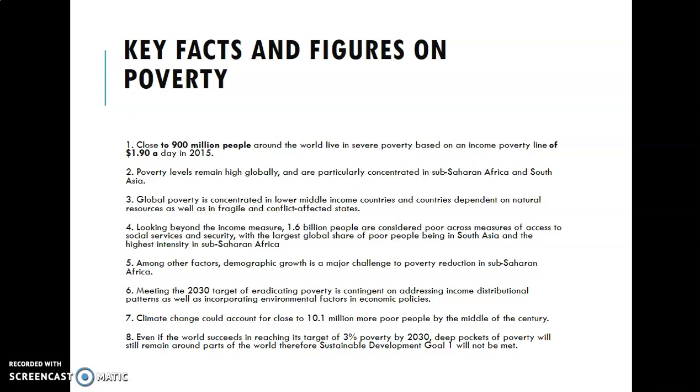So number 5 is, among other factors, demographic growth is a major challenge to poverty reduction in Sub-Saharan African countries. So demographic growth means the population is increasing, the literacy level is not improving, the schooling attainment is one of the main problems, the income level of the people is declining, and when the population is rising, the resources are declining as well. So among other factors means, demographic growth is a major challenge to poverty reduction in Sub-Saharan and especially African countries. As I told you, demographics are the population, the health measurement, the educational measurement, the income measurement, all of these things are included in it. So then gender equality is also important in these demographic growths.